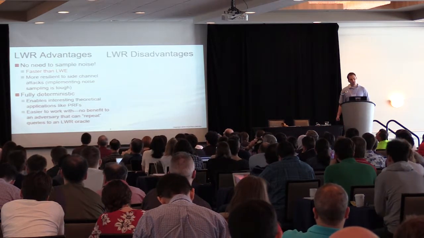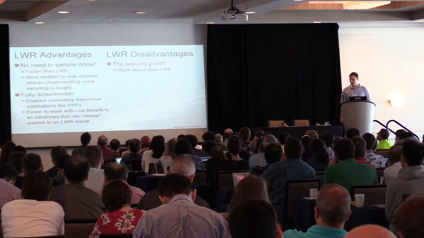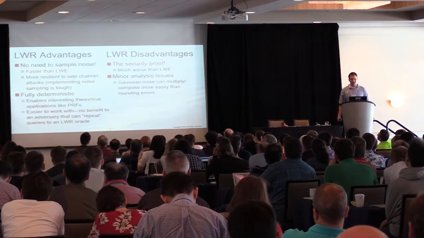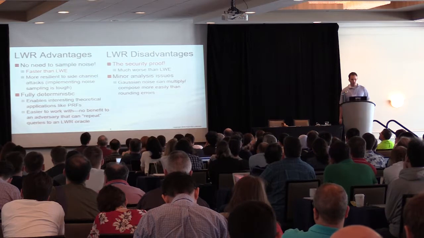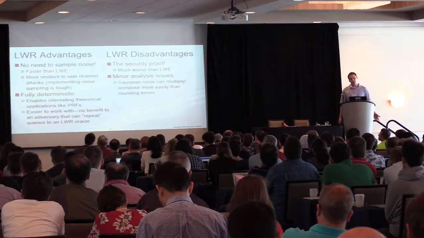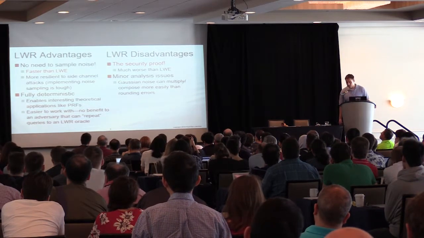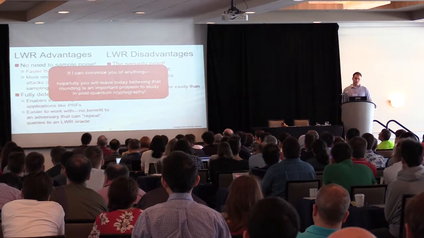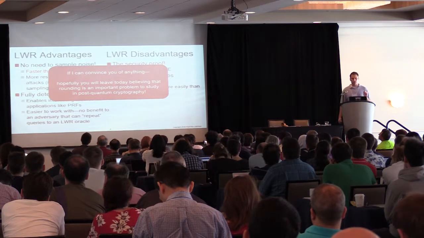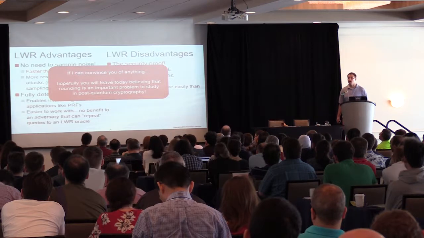There are some disadvantages though. The main one is the security proof. It's much worse than LWE. There's a lot of slack. And there are some other minor analysis issues. Generally, it's easier to deal with Gaussian noise than rounding errors. But if you're truncating your noise anyway, you might run into these. I think this is relatively minor compared to the security proof issue. So if I can convince you of anything today, even if you don't remember what I'm talking about, hopefully you'll leave believing that rounding is an important problem to study in post-quantum crypto.